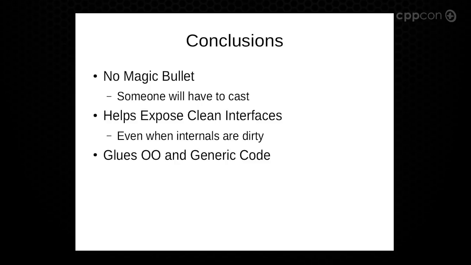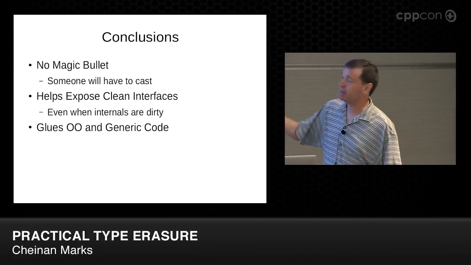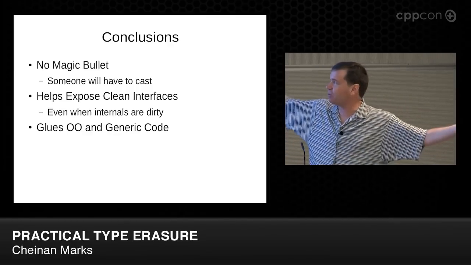So to conclude, type erasure is not magic. It's not going to allow you to write Python. If you want to write Python, write Python. And if you want to write C++, write C++. Somebody somewhere is going to have to cast. There's nothing you can do about it.